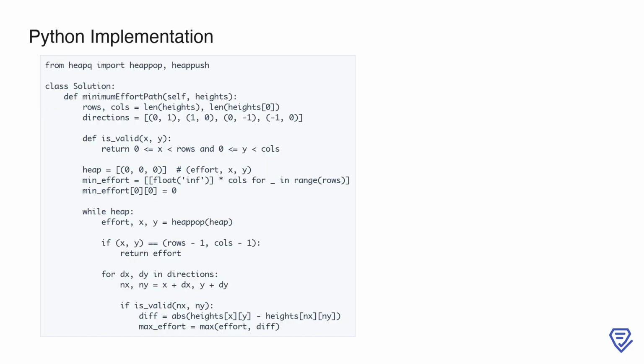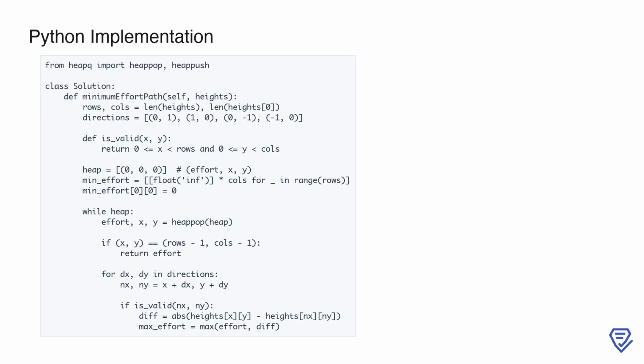We initialize a min heap with the starting position (0, 0) and an initial effort of 0. Alongside this, we create a min_effort grid, where each cell is initialized to infinity, representing the minimum effort required to reach that cell. The starting cell at (0, 0) is set to 0 since no effort is needed to begin. Now, we enter a loop to process the heap. In each iteration, we extract the cell with the smallest effort using heappop. If we reach the bottom right corner of the grid, we simply return the effort at that point since it signifies the minimum effort path has been found.